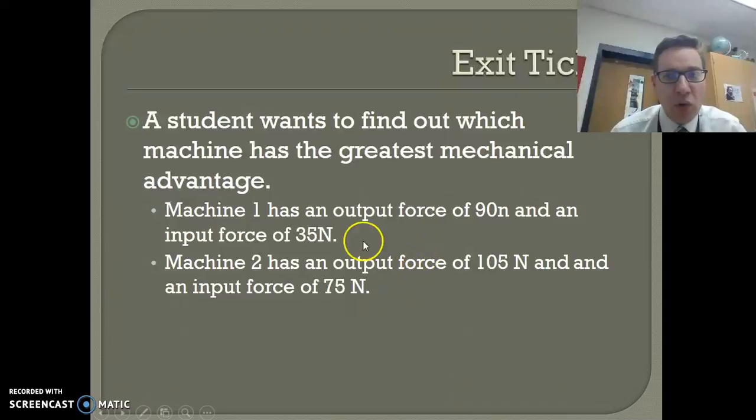So here's a real quick exit ticket that we might do, and if you haven't done it, you can do it on your paper. A student wants to find which machine has the greatest mechanical advantage. Machine 1 has an output force of 90 newtons and an input force of 35 newtons. Machine 2 has an output force of 105 newtons and an input force of 75 newtons. I would like you guys to calculate that, see which machine has the greatest mechanical advantage. Be ready for this when you come in next class.